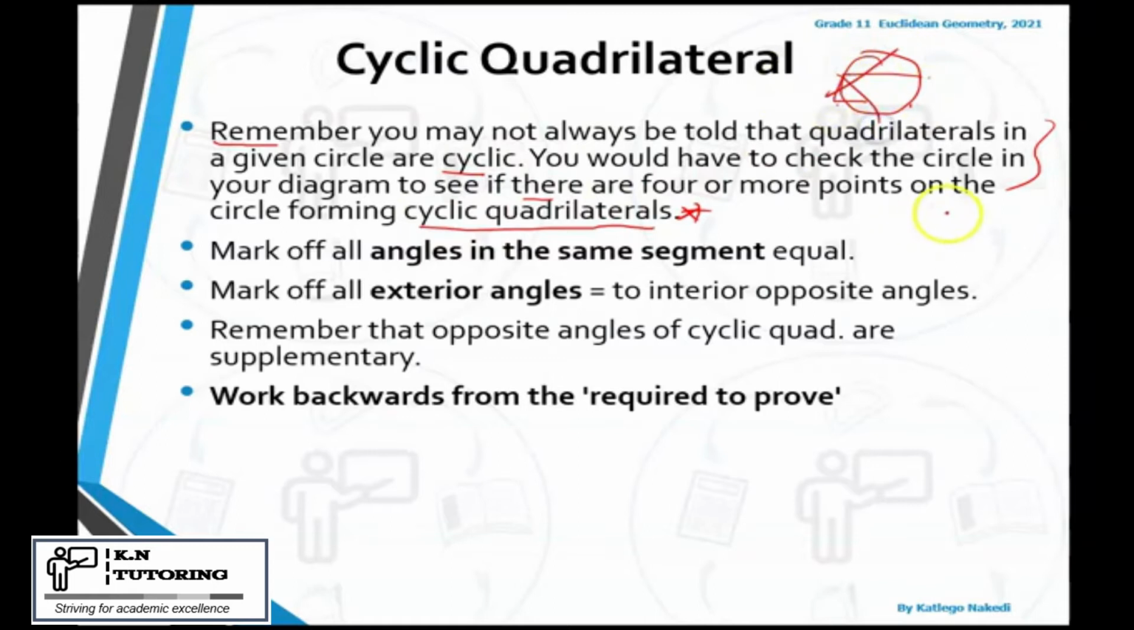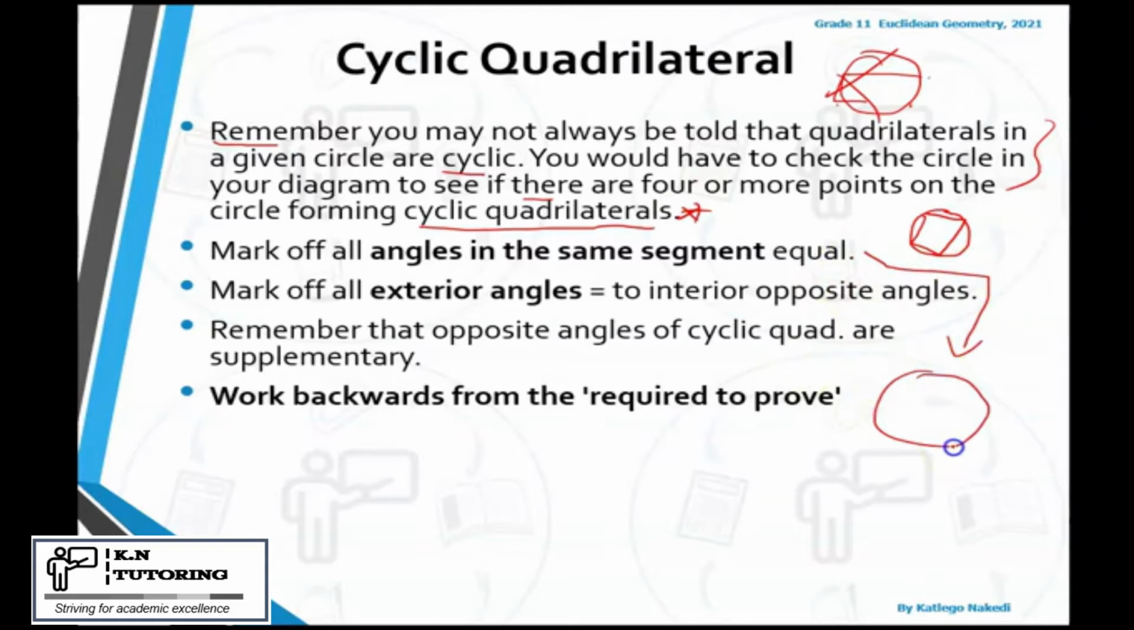But if you see a circle with 4 points touching the circumference, maybe let me draw another one. If you see something like this, even if they don't tell you that this is a cyclic quad, as long as these 4 points touching the circle are there, then that's when you can say it's a cyclic quadrilateral. It says mark off all angles in the same segment equal. Again, very important. So this is what we call the bow tie theorem.